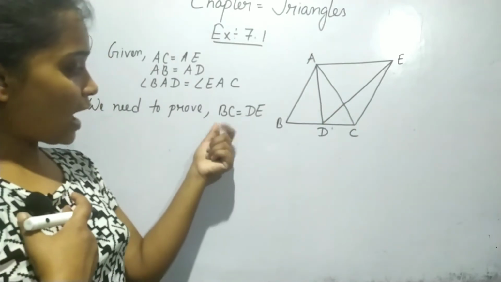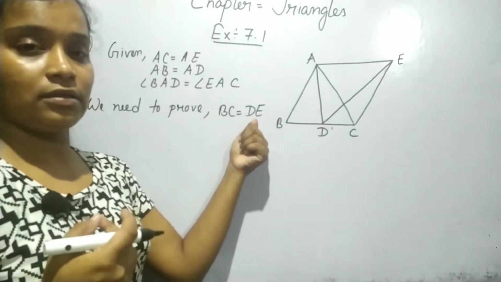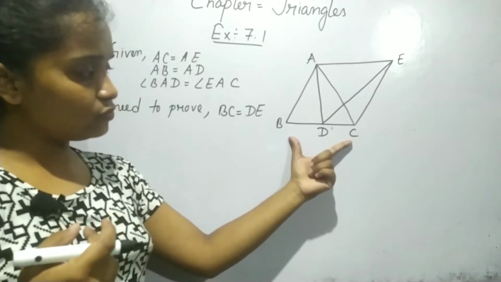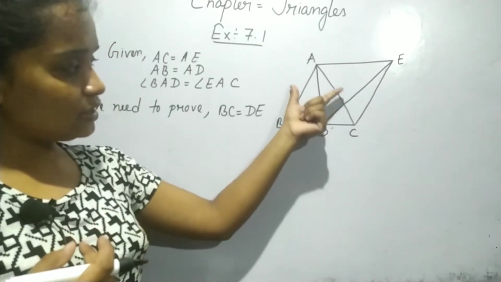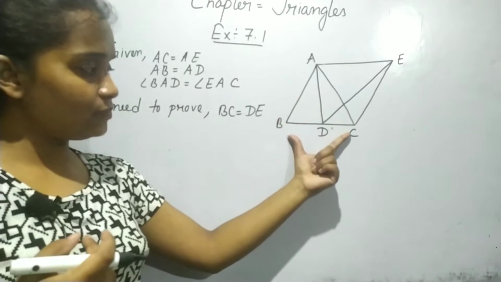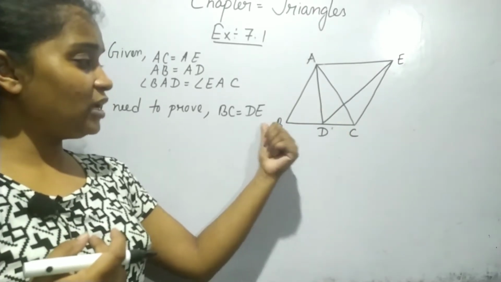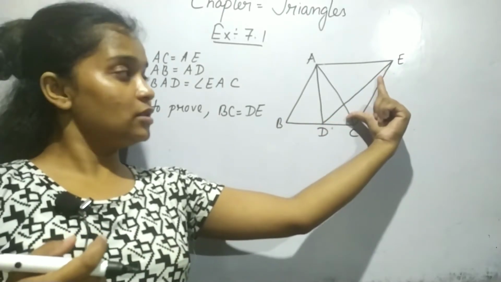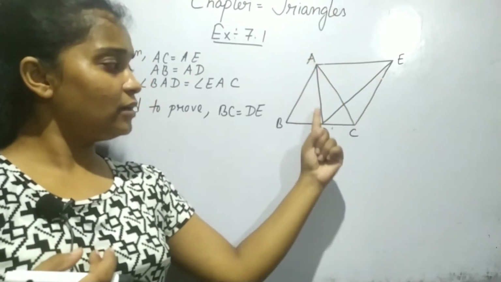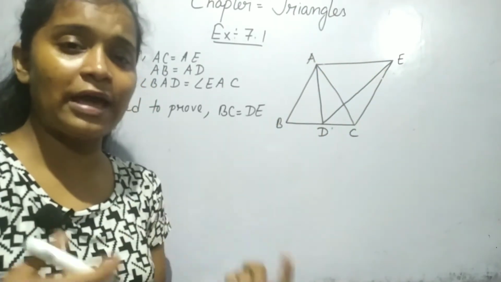So here look, I have to show BC equals DE. BC is in which triangle? BCA, or you can say in ABC you will get BC. Now DE is in which triangle? In this triangle. So this triangle's name is what? ADE. So these two triangles I am going to take.